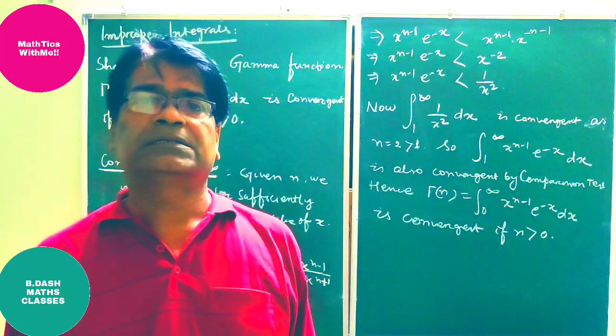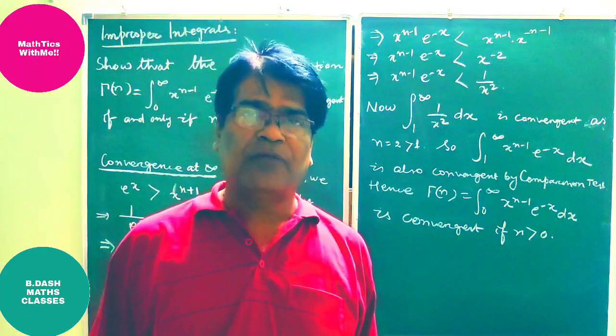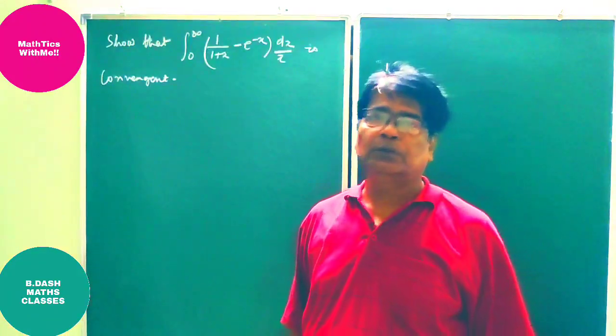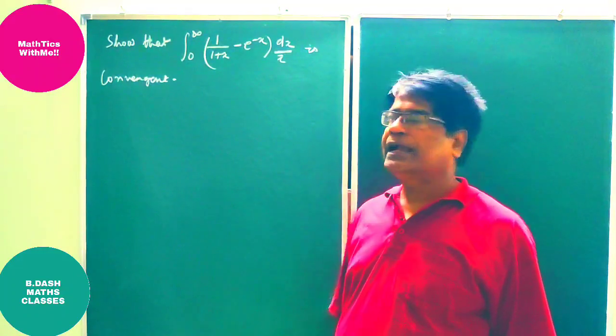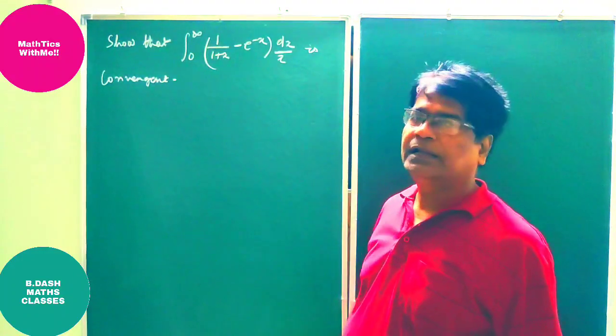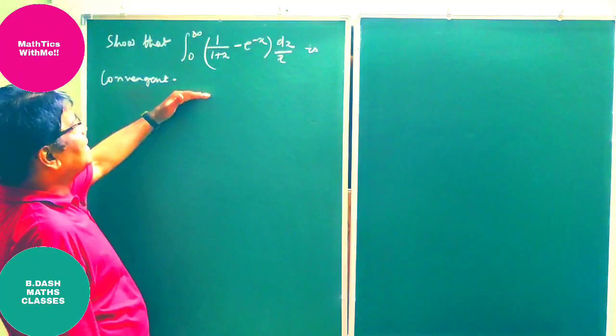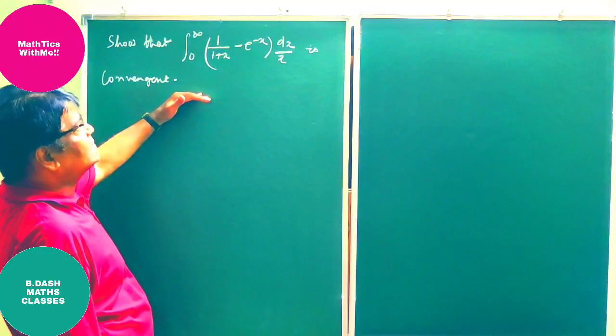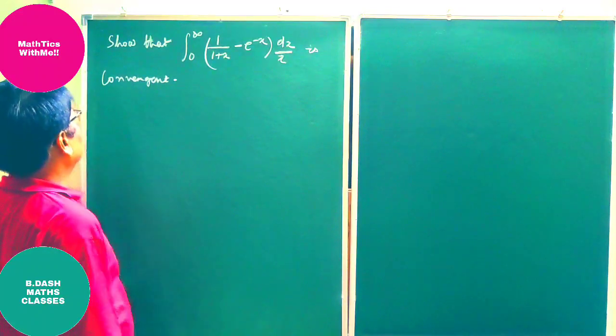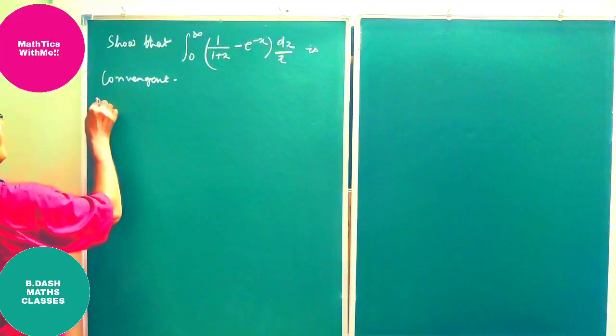Now let us proceed to solve another problem. So our second problem is to show that the integral from 0 to infinity of (1 by 1 plus x minus e to the power minus x) dx by x is convergent. Proof.